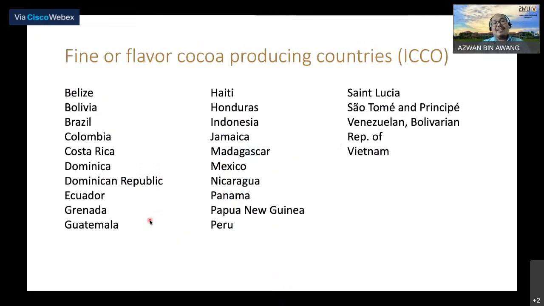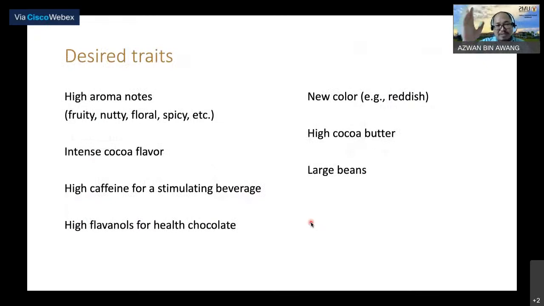Right, and if you look at some countries, like the ones that I show here that I got from the International Cocoa Organization, you can see that most of them are from, for example, Central America, and even our neighbor Vietnam. They are producing fine flavor. It means that the number of beans they produce is not that high, but they have cocoa beans that are special and priced high. That will help the farmers.